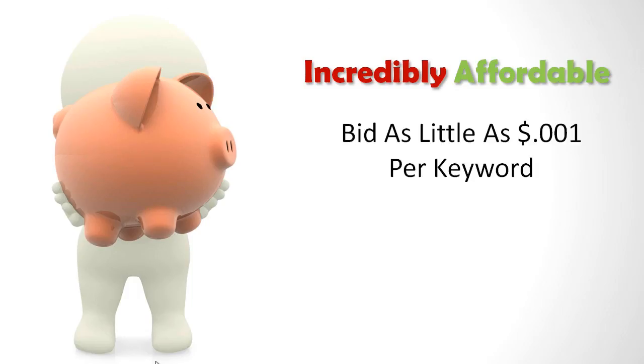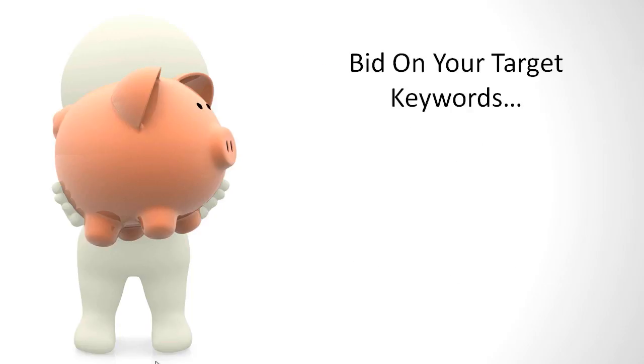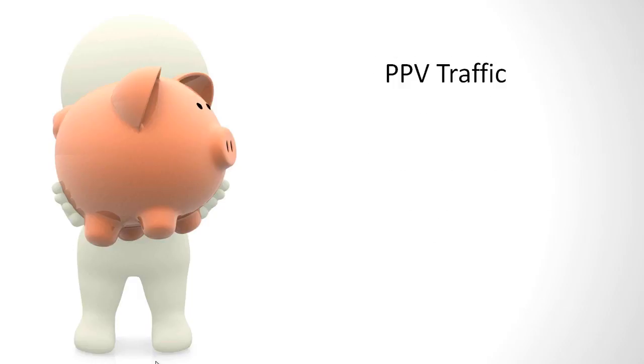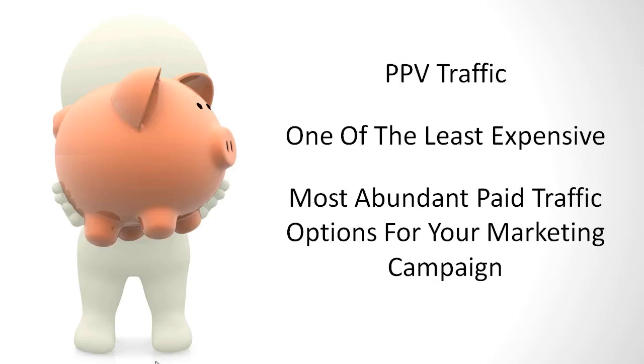Typically, you can bid as little as 0.001 per keyword or other target. Because they are so highly targeted, you can more than recover your costs. Plus, once you bid on your target keywords, once users visit any new website that is created that includes these keywords, your ads appear. That makes PPV traffic one of the least expensive and most abundant paid traffic options for your marketing campaign.